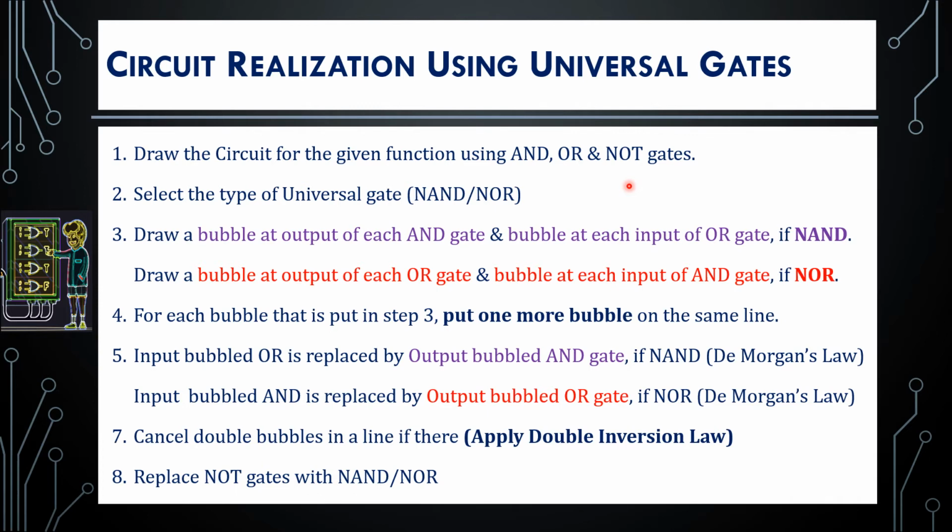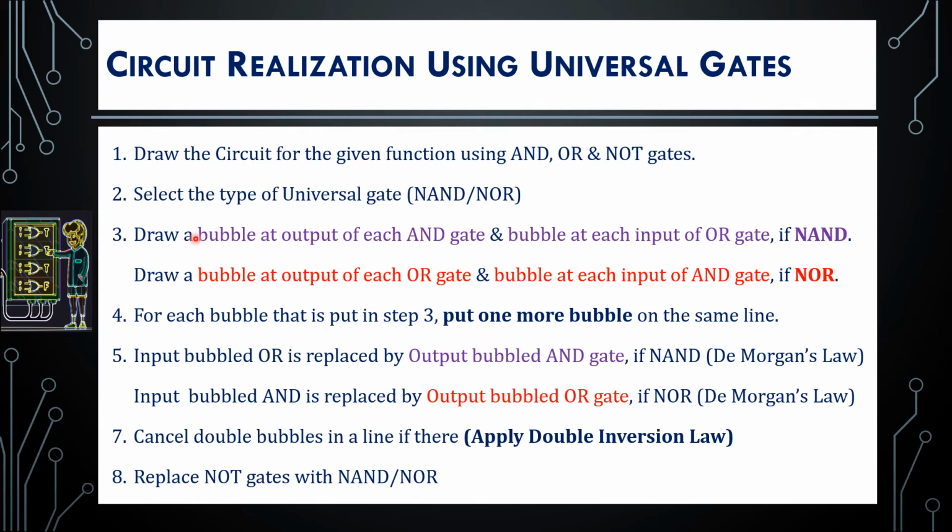The first step is we need to draw the circuit for the given function using AND, OR and NOT gates. Then the second step is we need to select the type of the universal gate. We can have two universal gates, right? We can have either NAND or NOR. We can choose any universal gate. In the third step, if you are selecting the NAND gate, then we need to put a bubble at the output of each AND gate. A bubble at the output of each AND gate means it becomes NAND, right?